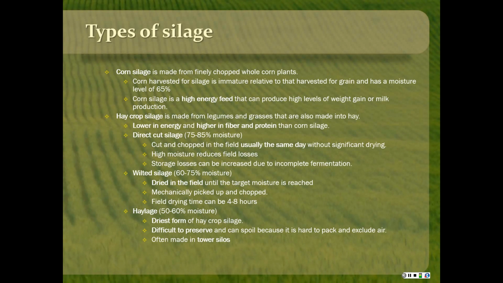Wilted silage is dried in the field until a certain target moisture is reached, and then it's mechanically picked up and chopped. Drying time can be like 4 to 8 hours. And then haylage is the driest form of hay crop silage. It's difficult to preserve and it can spoil because it's harder to pack and exclude air. And this is often made in the tower type silos.